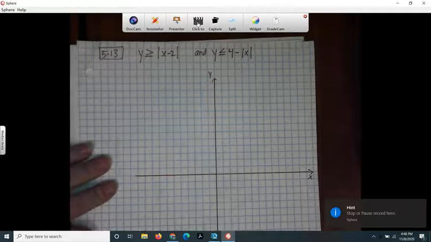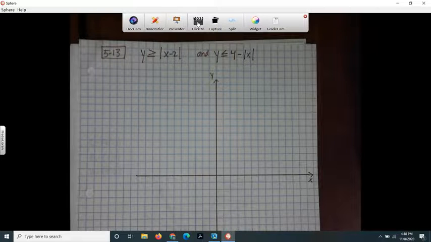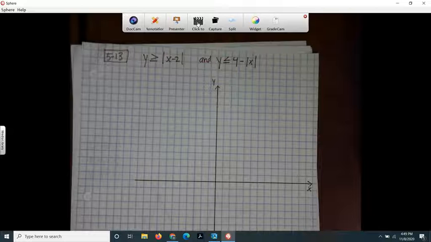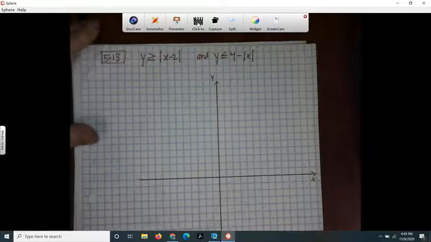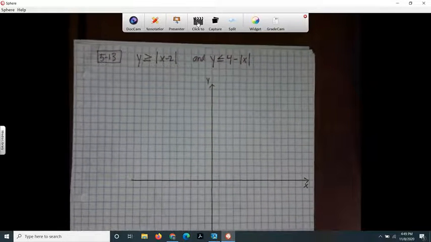Here's Integrated 3, problem 5-13. It says, graph these inequalities. What is the area of the enclosed region? A lot of times when it says graph the inequalities, you are graphing them on Desmos, which is okay, but in this case, I don't think Desmos is going to help you at all.